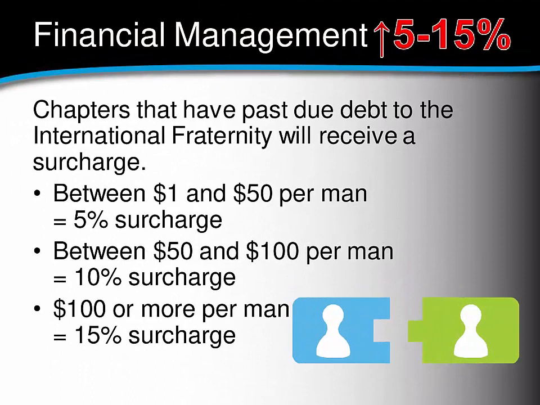A strong financial background usually indicates that the chapter understands the need for promptness and responsibility. For this reason, chapters who carry any debt to the fraternity receive a surcharge for this behavior. Surcharges range from 5 to 15%.